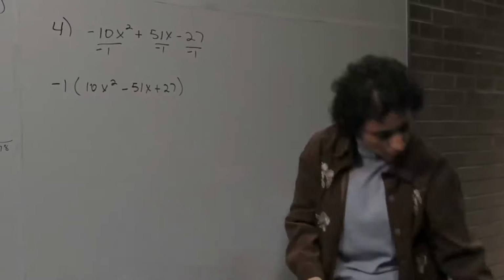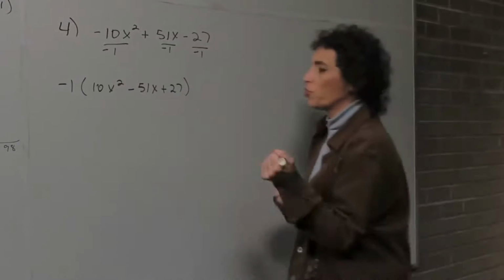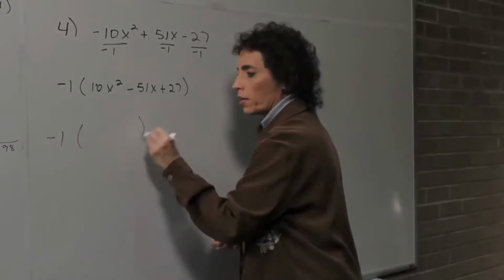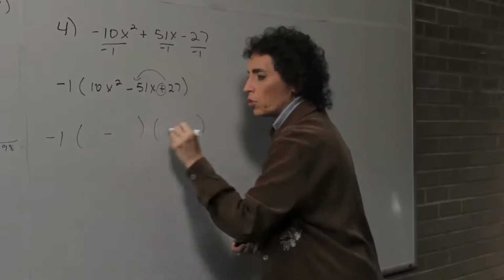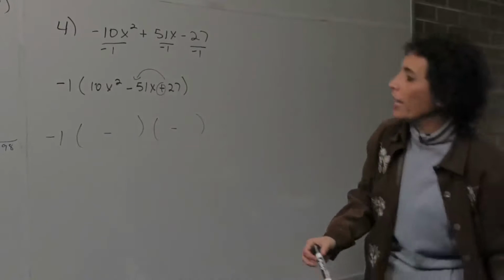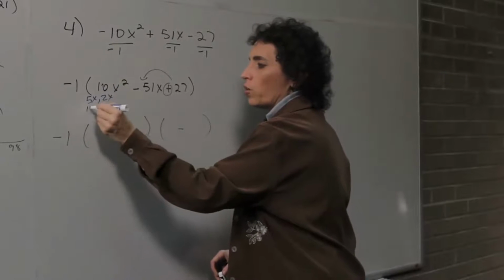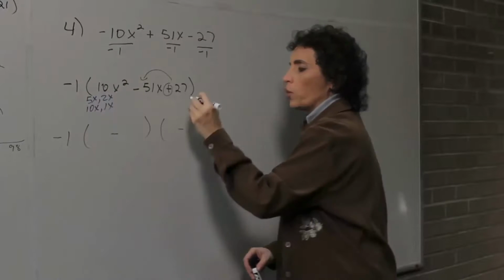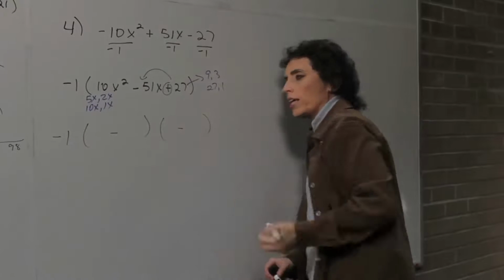We're going to do 2 binomials because it's 3 terms. Bring down that negative 1. This last sign tells me they're the same as the middle, so they're both negative. Now I have to factor 10x squared and 27. So 10x squared is 5x and 2x, or 10x and 1x. 27 is 9 and 3, or 27 and 1, and I believe that's it.